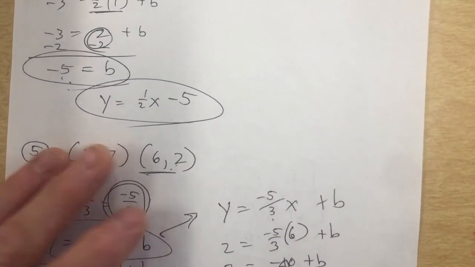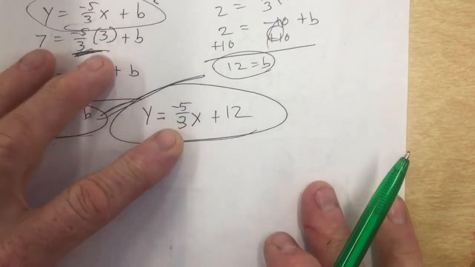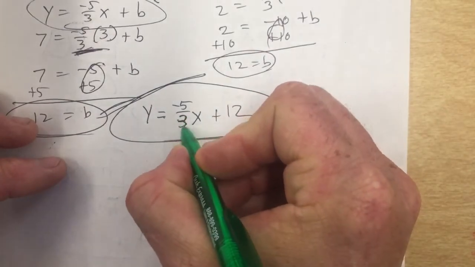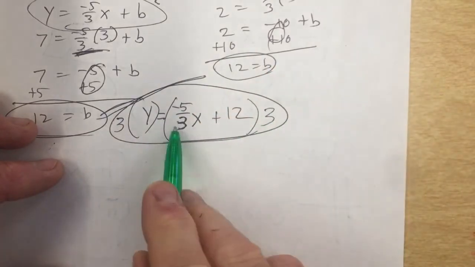Let's change one more of those we did just a minute ago. Okay, here you go, this one right here. Let's change it to standard form. We see we have this fraction, -5/3. I'm going to multiply both sides by 3 to get rid of the 3.